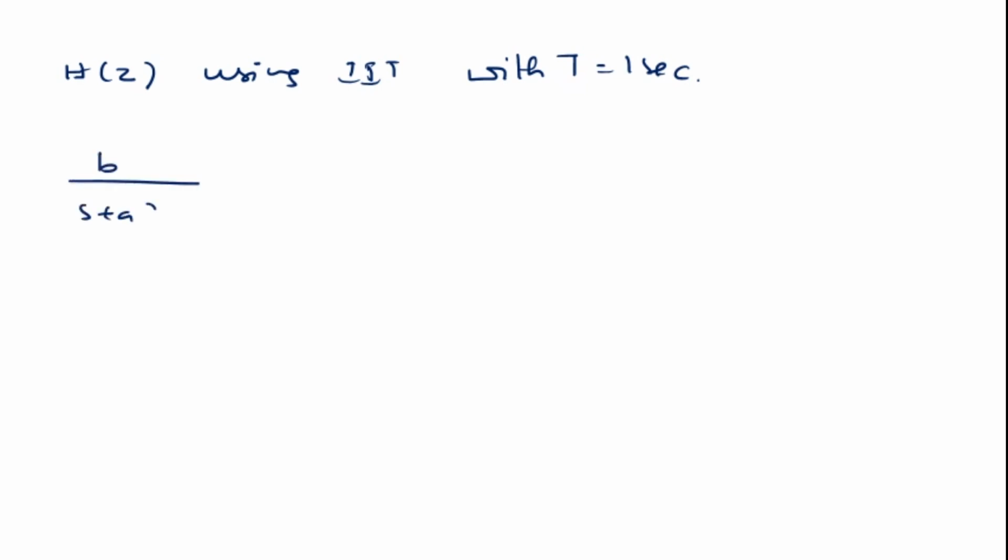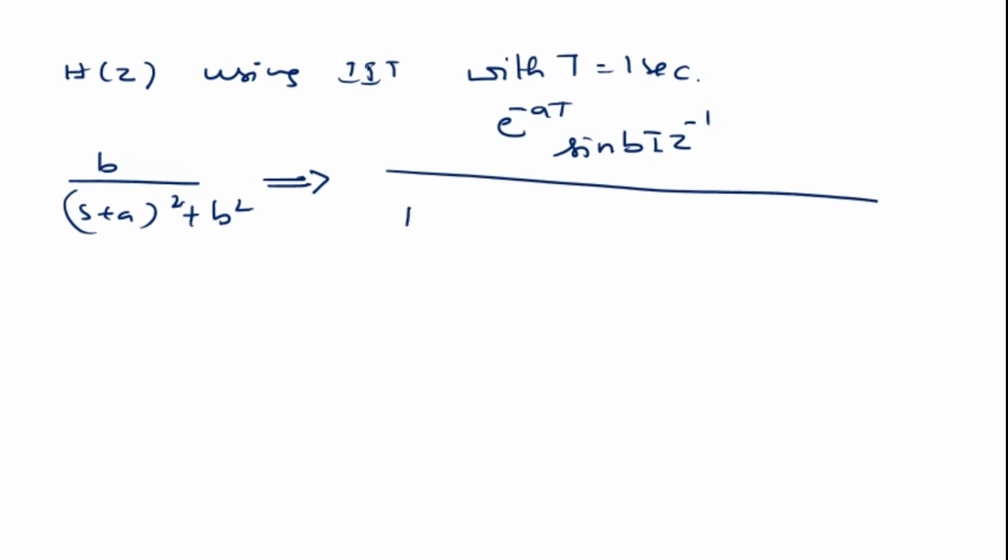Now let us design H of z using impulse invariant transformation with T equal to 1 second. We know that b divided by (S plus a) whole square plus b square, in the impulse invariant technique, the formula we know is e power minus aT sin bT into z inverse divided by 1 minus 2 e power minus aT cos bT z inverse plus e power minus 2aT z to the power minus 2.